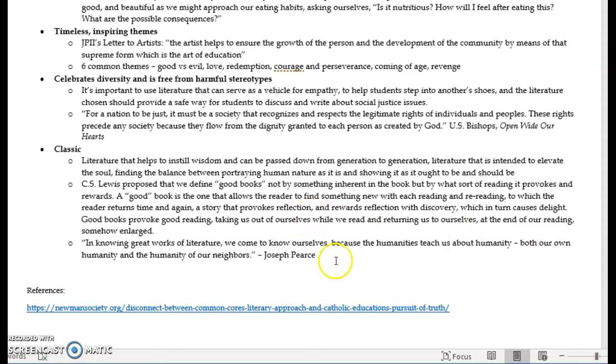And I love this quote by Joseph Pearce, that in knowing great works of literature, we come to know ourselves, because the humanities teach us about humanity, both our own humanity and the humanity of our neighbors.